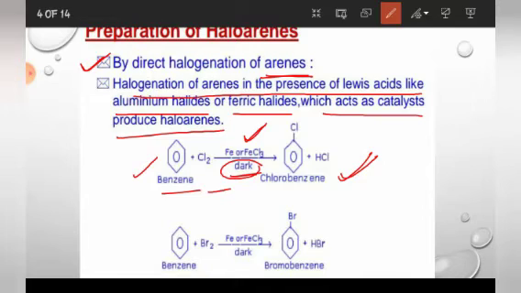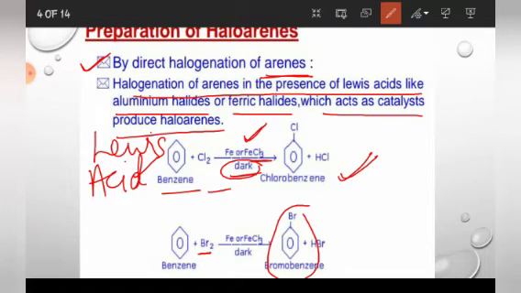Then we will get chlorobenzene. Same we can do with Br2 also. Benzene plus Br2, what will be formed? Bromobenzene will be formed. Okay. Now what is the role of FeCl3 here or AlCl3 here? It acts as a Lewis acid. Okay. This will act as a Lewis acid, and it will produce electrophile, which is Cl plus.